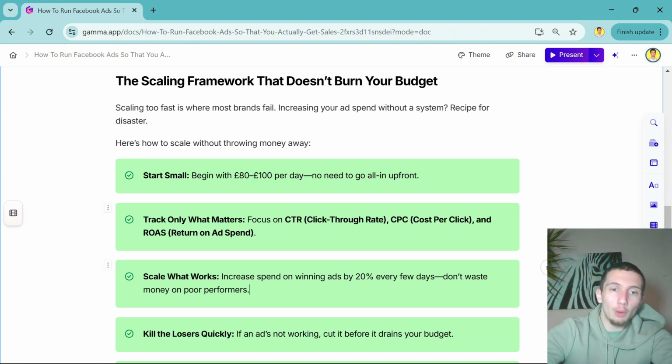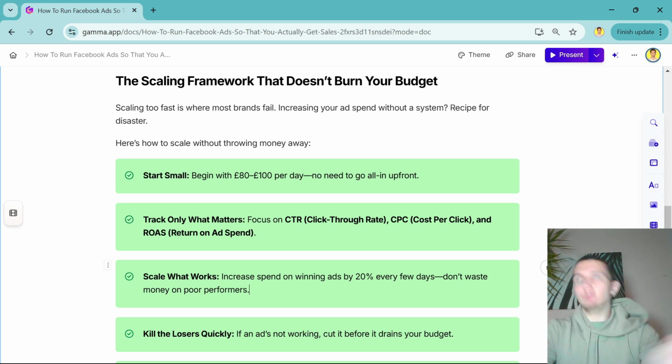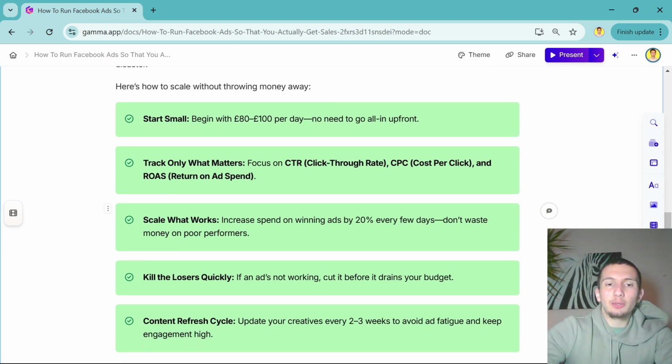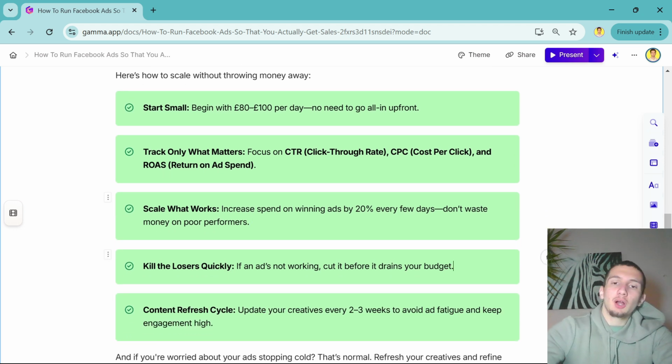You need to scale what works. So the second you start running ads and you see one ad just outperforms everything, don't cancel the other ones, but reduce your ad spend. And focus on just blasting that single ad that's winning. And you need to scale it. So increase the spend on the winning ads by 20% every single day. Don't waste money on the poor performers. Okay? And you need to kill the losers very quickly. If an ad is not performing, cut it before it drains your budget.